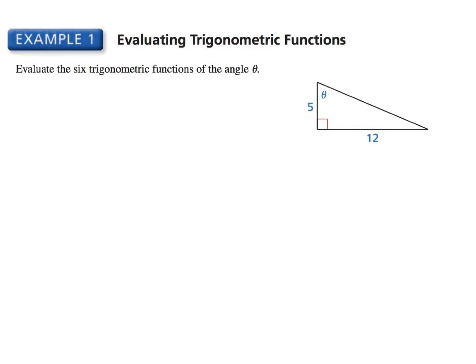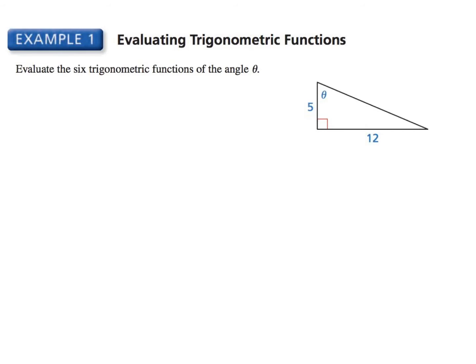Hey guys, in this video, we're going to evaluate the 6 trig functions of this angle theta. Now, we are given where theta is, so we can figure out what our opposite, our adjacent, and our hypotenuse are. Because this is a right triangle, for those 6 trig functions we can use the opposite, adjacent, and hypotenuse rules. Now, if you noticed, we are missing our hypotenuse.